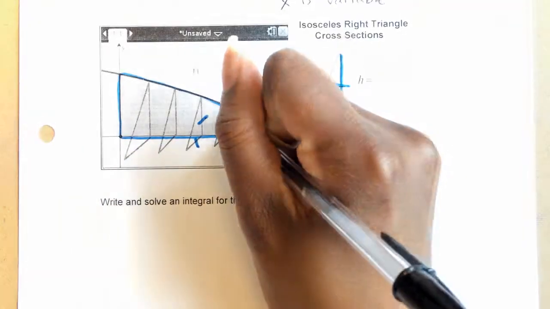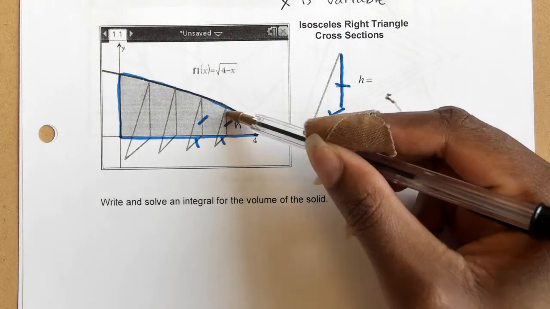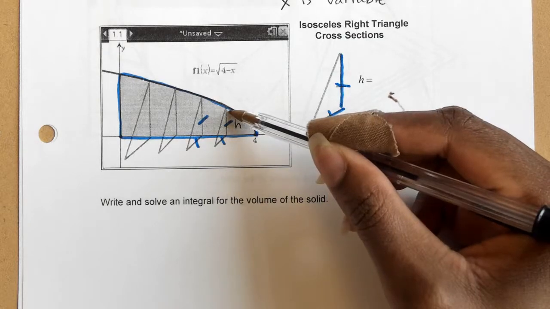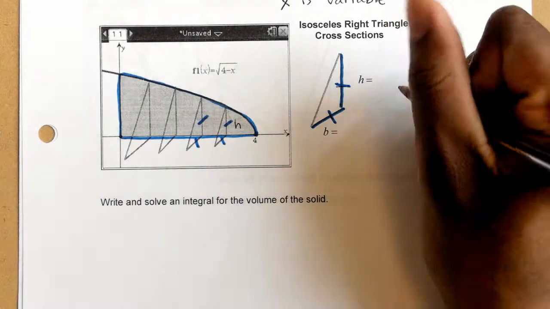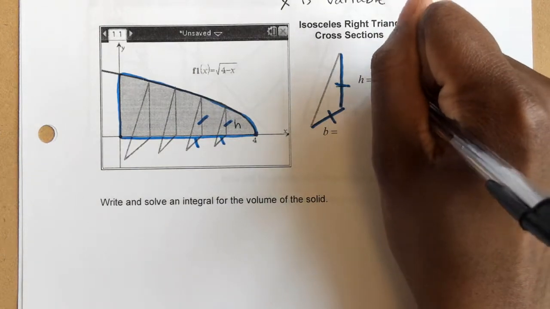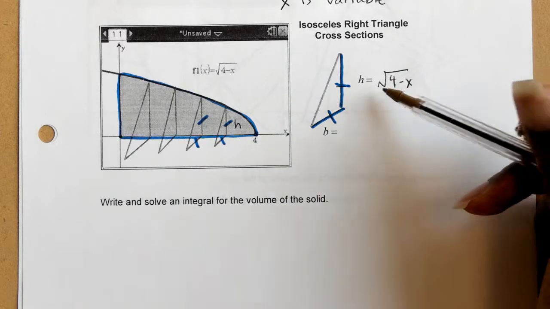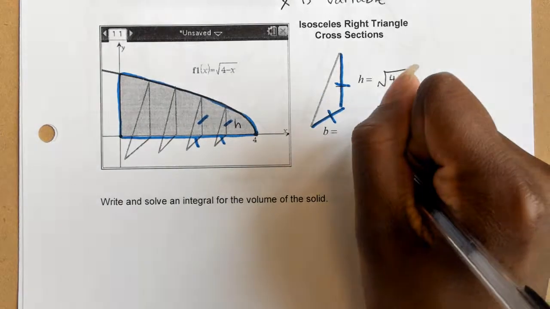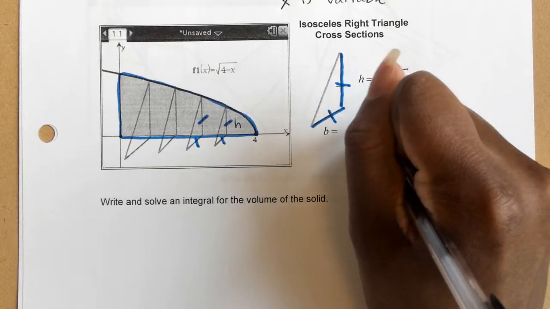So if we're looking at this side being h, right? h is the length from the x-axis to the line of my graph. So h is the square root of 4 minus x. And since h and b are the same, b is also going to be the square root of 4 minus x.